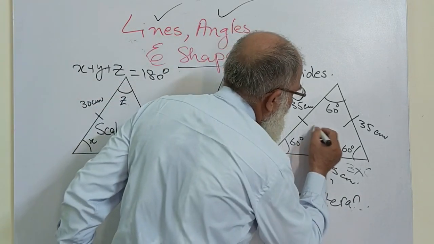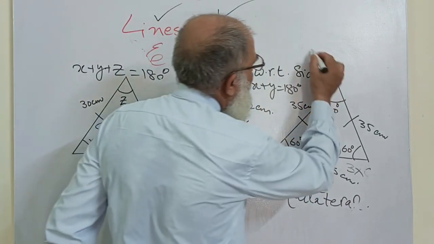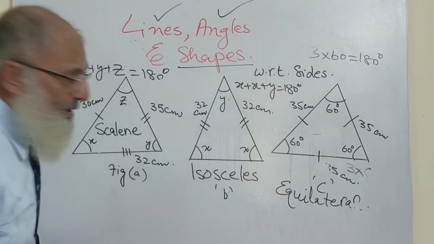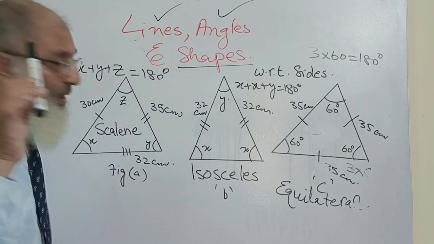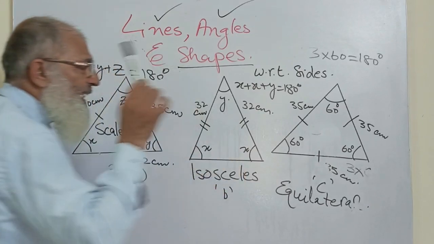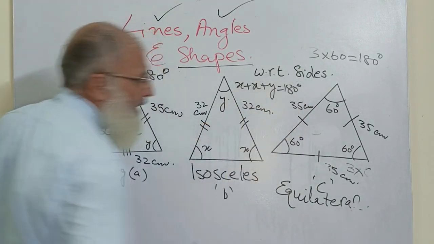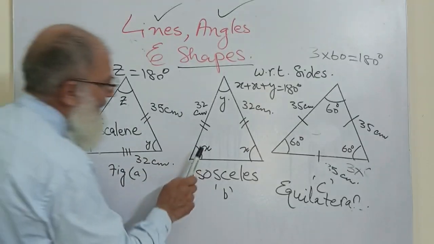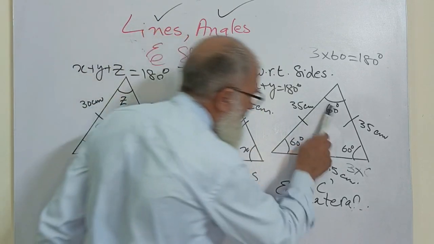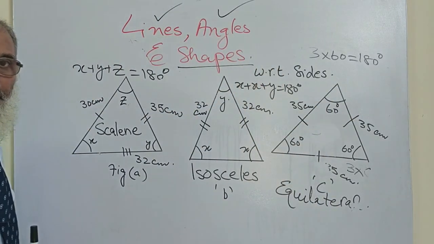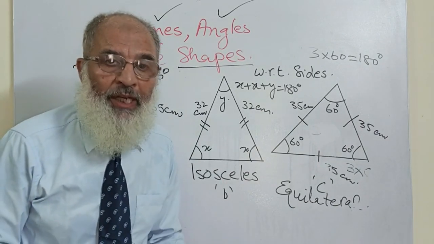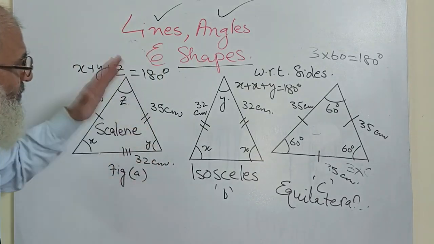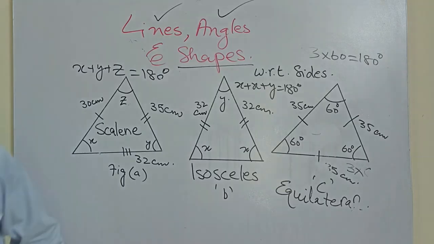Now this is 3 multiplied by 60, which is equal to 180 degrees again. That means if you take any triangle, with respect to its sides or with respect to its angles, the sum of its angles will be 180 degrees. Okay, so this is a very special point that should be remembered forever. So let me rub it and we'll draw another three triangles.